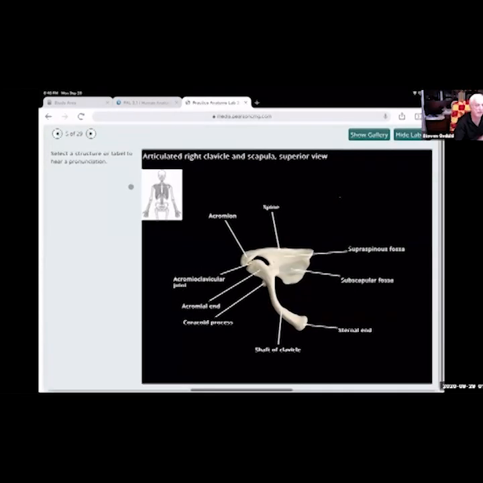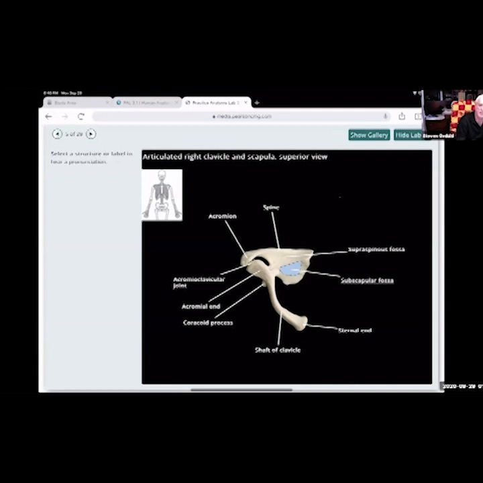This is the clavicle and your scapula. This is the joint between them, the acromioclavicular joint. So this is the spine right here. We'll label that. That's the spine of the scapula. Then you've got a supraspinous fossa on the top, and a subscapular fossa below that, for muscle attachments.